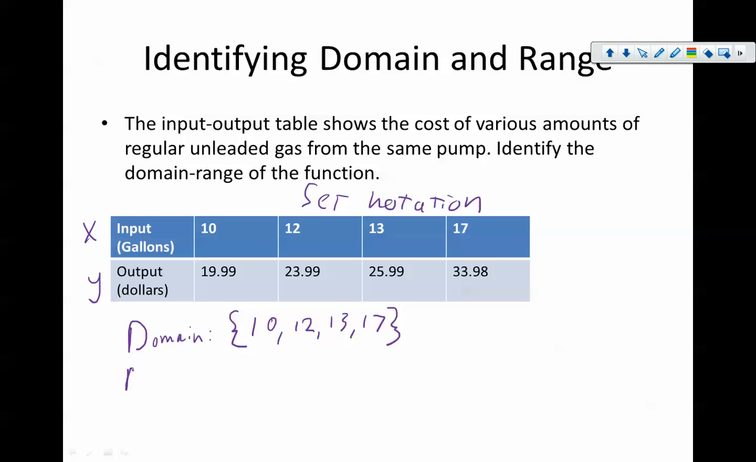My range is going to be something similar, except it's going to be a list of my outputs. Hump, spike, hump. 19.99, 23.99, 25.99, and 33.98. Breaking the pattern with a 98 for some reason. But that's my range. My range is just a list of the outputs. So my domain is all of my input numbers. My range is all of my output numbers, and that's it.